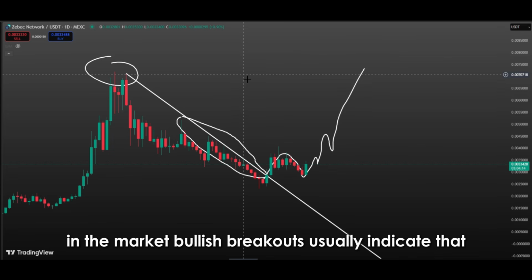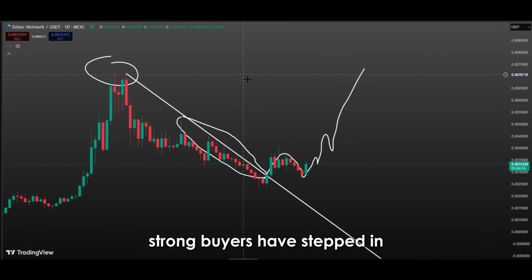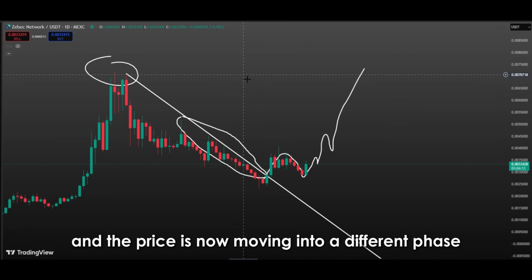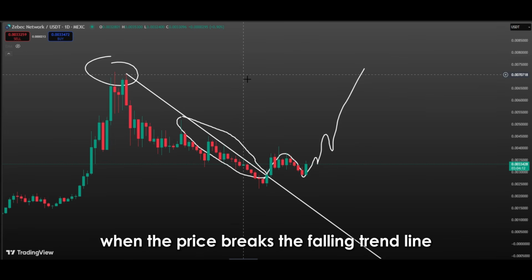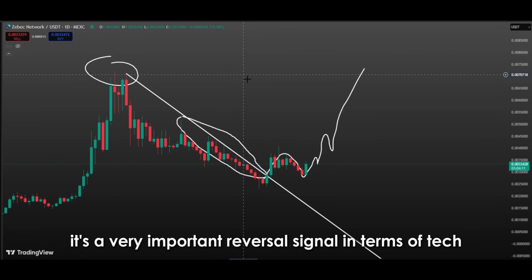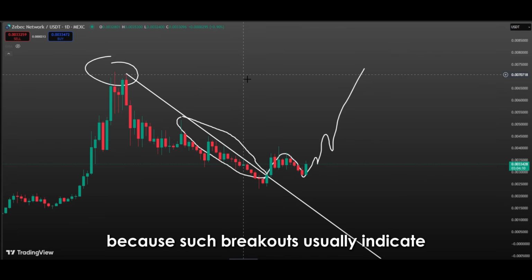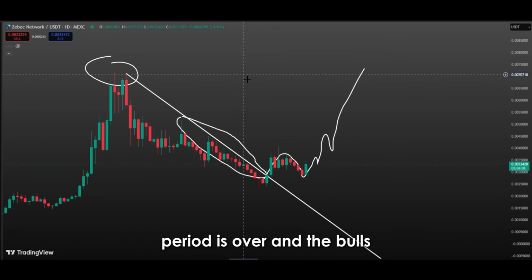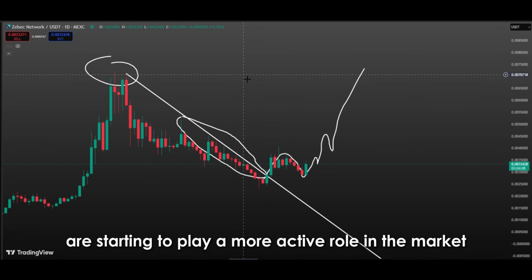Bullish breakouts usually indicate that strong buyers have stepped in and the price is now moving into a different phase. When the price breaks the falling trend line, it's a very important reversal signal in terms of technical analysis, because such breakouts usually indicate that the bearish pressure of the previous period is over and the bulls are starting to play a more active role in the market.